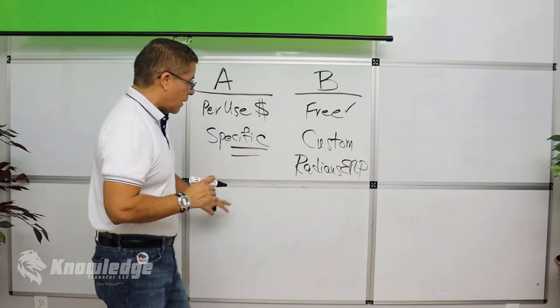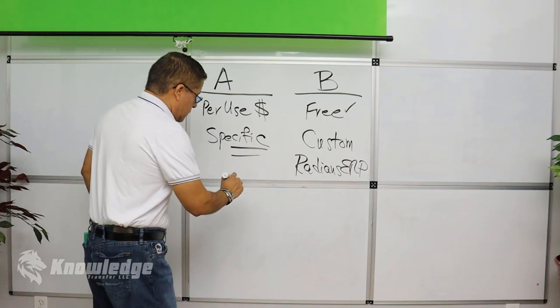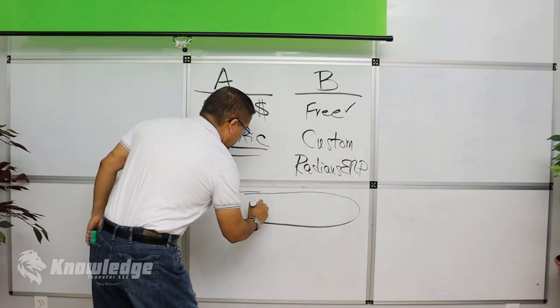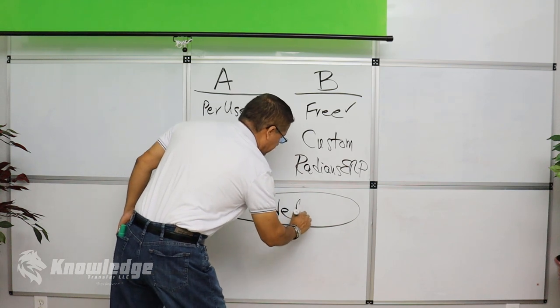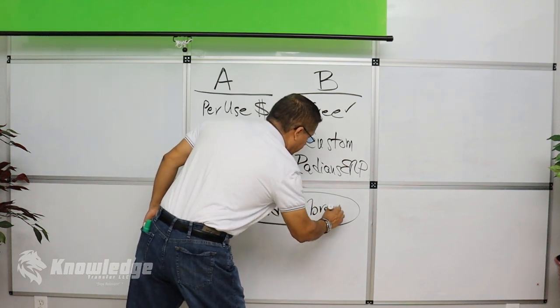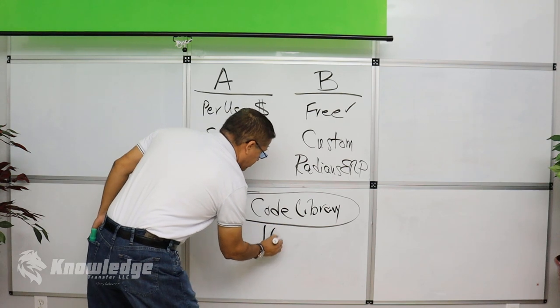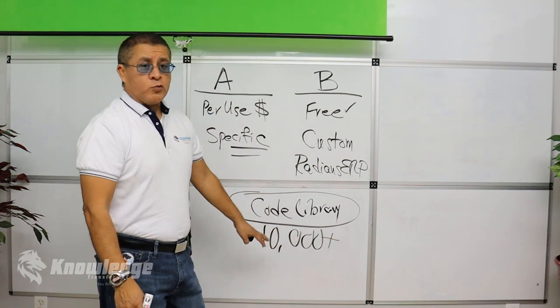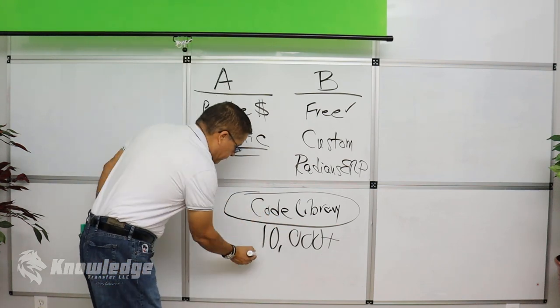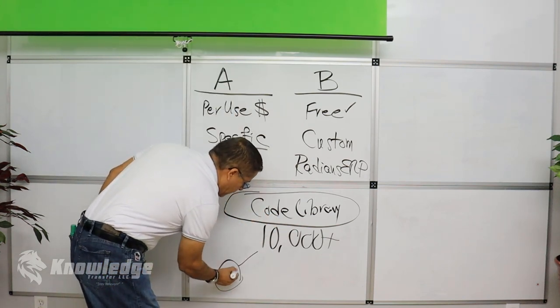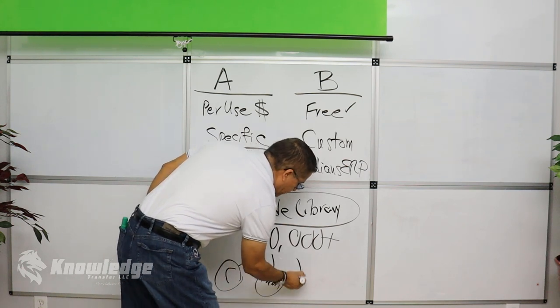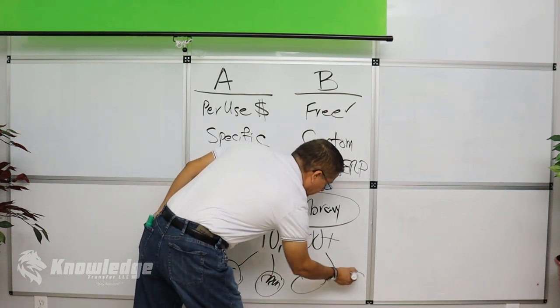Now, I'm going to draw for you here an example. Let's just say that this is the code library. And in this library, as I said, there are over 10,000 modules. Of these modules, from here, you have your standard contacts module, you have your classic CRM, you may have production, you may have billing.